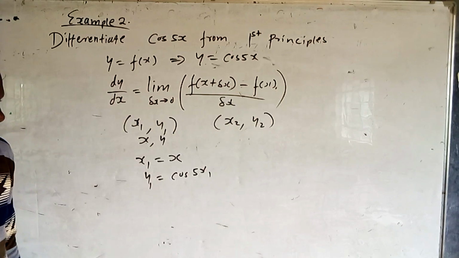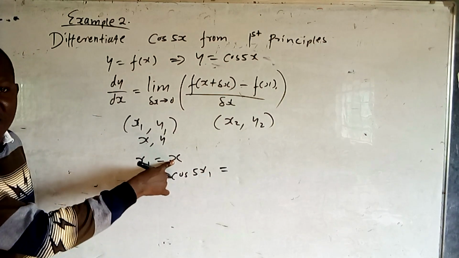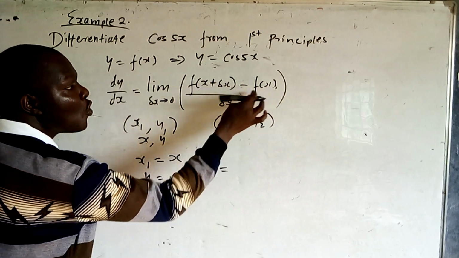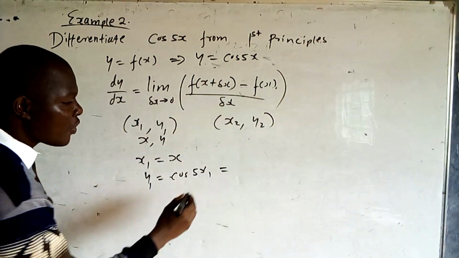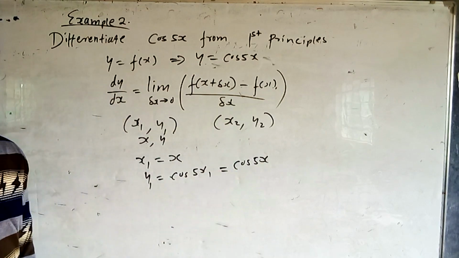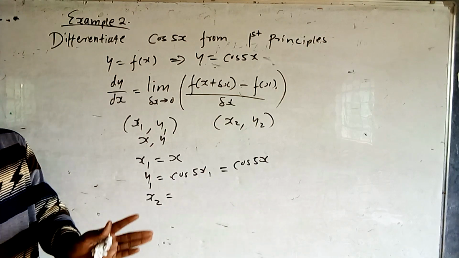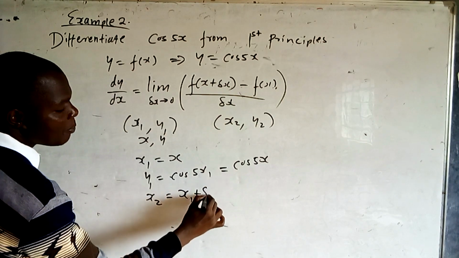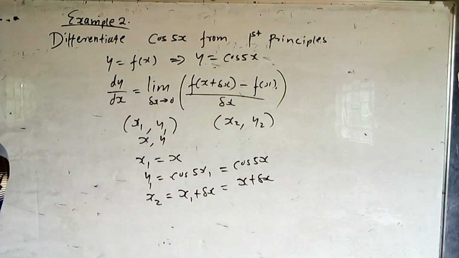So y1 is cos 5x1, and where there is x1, put the value of x1, which we let be x, because everything must be in terms of x only as per the formula of the derivative from first principles. So you get cos 5x. Then you move to x2. To reach x2 from x1, it is x1 plus change in x, but x1 is x, so it is just x plus change in x.